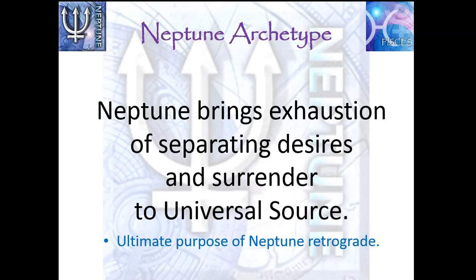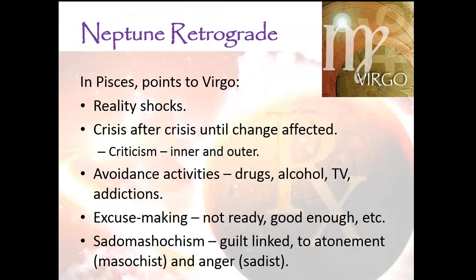The ultimate purpose of Neptune retrograde is to find God, find Goddess, find the great creator, find meaning, find value in life, whatever you want to call it. So Neptune retrograde in Pisces points to the Virgo polarity. So what will we have?